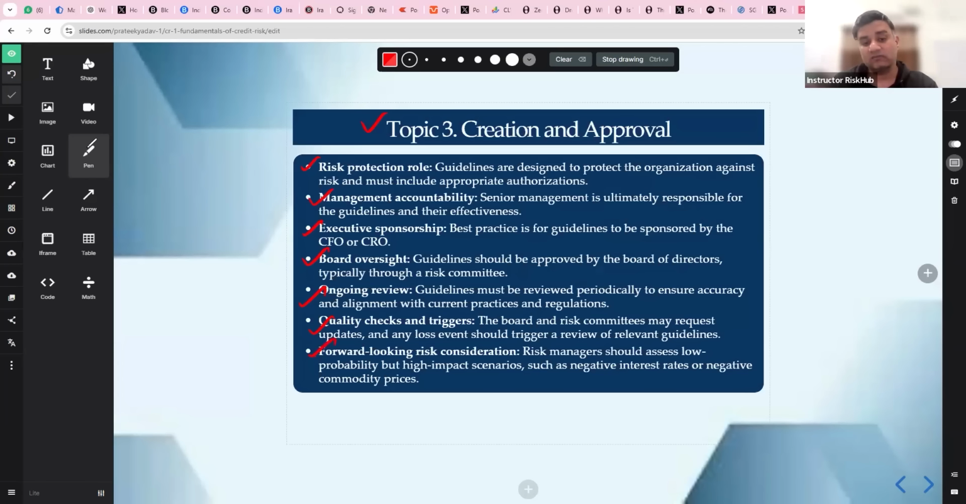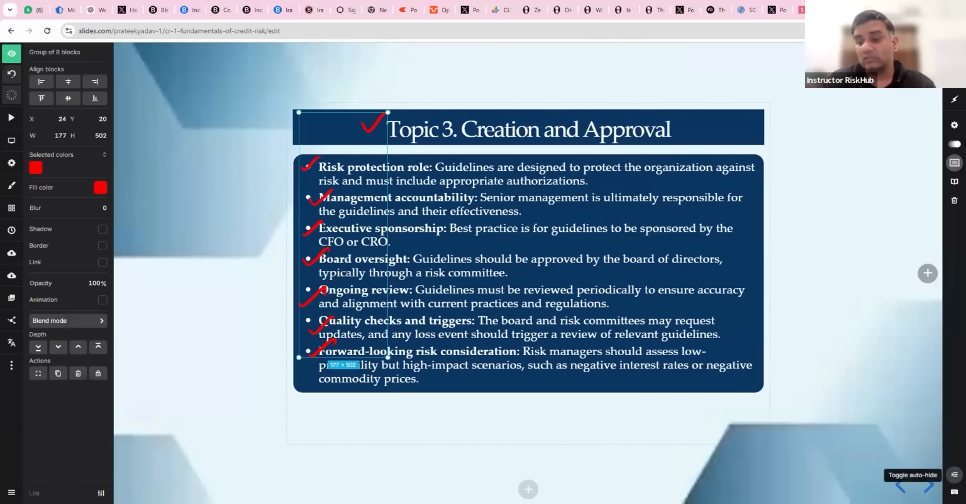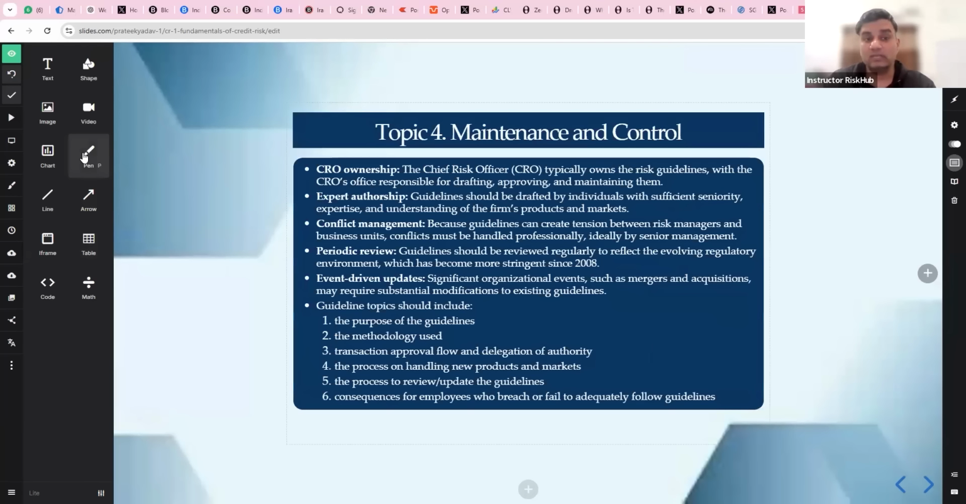And then we need to look at your forward-looking risk. This is extremely, extremely examinable and exam testing. Policies must consider low probability, high impact events. Examples like negative interest rates, oil price collapsing below zero, sovereign downgrade. This connects to your stress testing, your scenario analysis, your reverse stress testing. FRM loves these forward-looking concepts and they want to ask you in the exam. Okay. Once we have understood this, we go into maintenance and control.